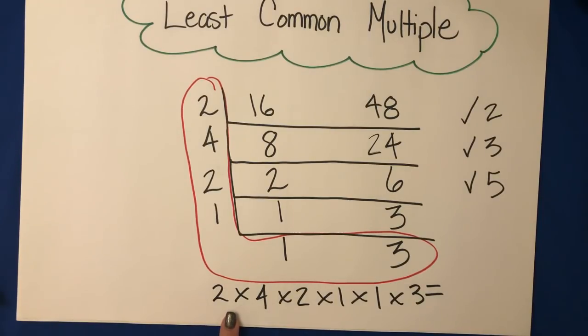Okay, I see a 48, so I'm just going to check as I move down here. 2 times 4 is 8, times 2 is 16, times 1 is still 16, and then you have times the 3. So let's see who else agrees with Jaden. What do you think?